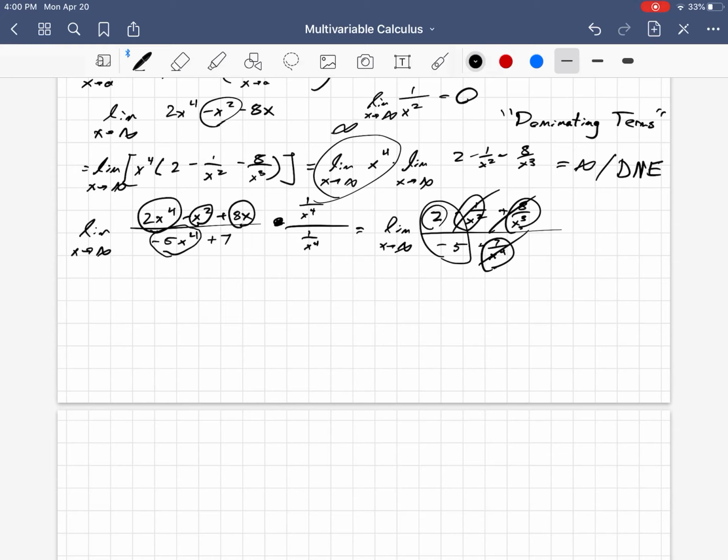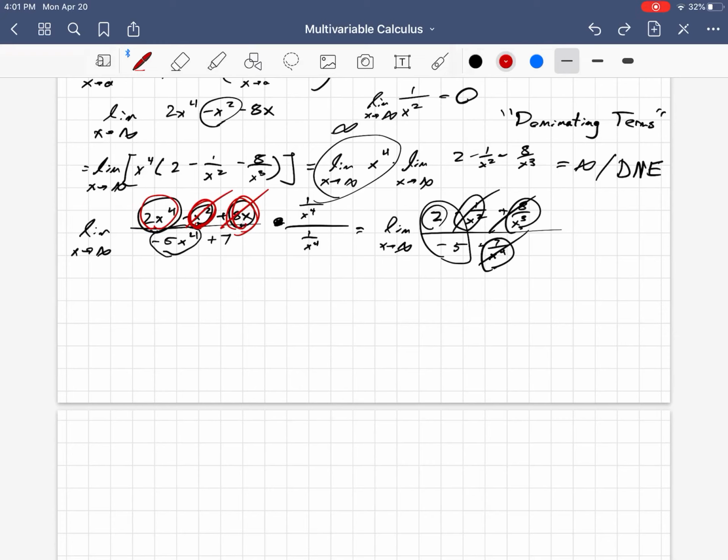Why do we call them the dominating terms? Because they are going to outpace the rest. For example, the 2x to the 4th is going to outpace the x squared and the 8x. As x gets bigger and bigger and bigger, this 2x to the 4th is going to grow much, much faster than this x squared or this 8x. And that should be clear, right? It's got a higher exponent and it's got more factors. For example, 1,000,000 to the 4th is much greater than 1,000,000 squared, which is much greater than 8 times 1,000,000.